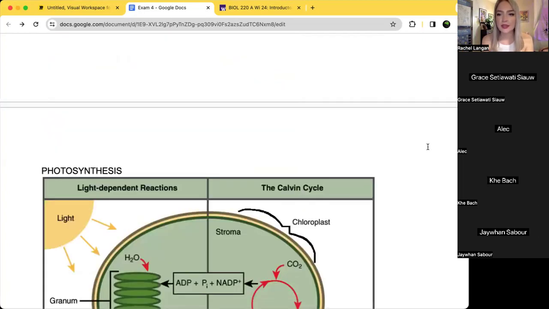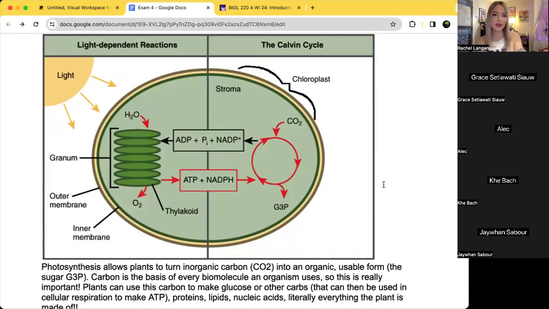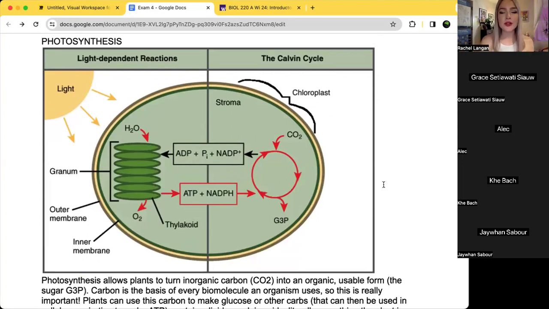All right. Now we can move on to photosynthesis. So, big picture, what is photosynthesis accomplishing?